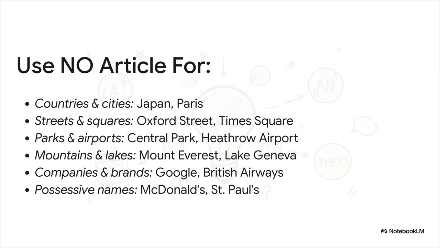So the key idea is that all of these work as very specific, unique names. We don't need to say which Paris or which Times Square we're talking about, because there's really only one. This holds true for most countries and cities, streets, parks, and airports. And it's the same for companies like Google or places with that little possessive S, like McDonald's. The name itself is already doing all the heavy lifting.